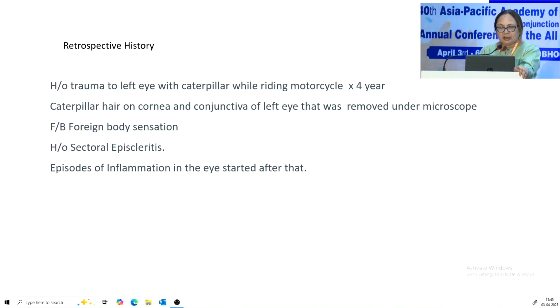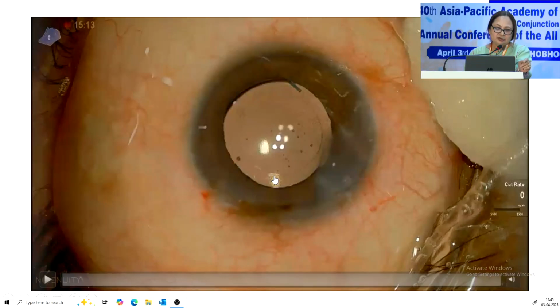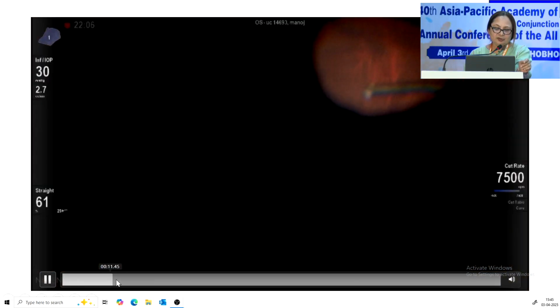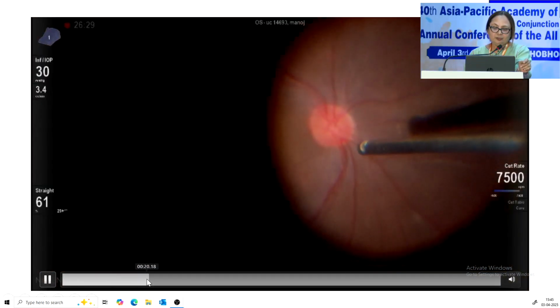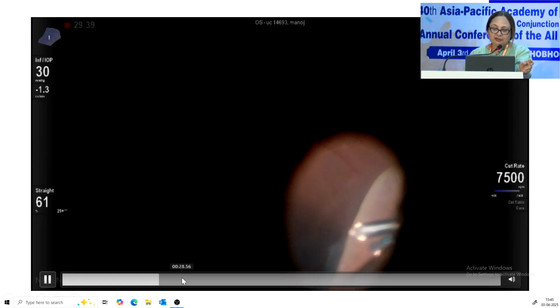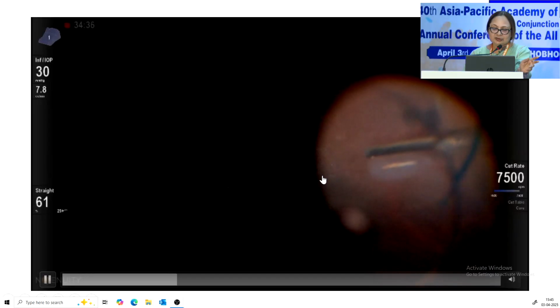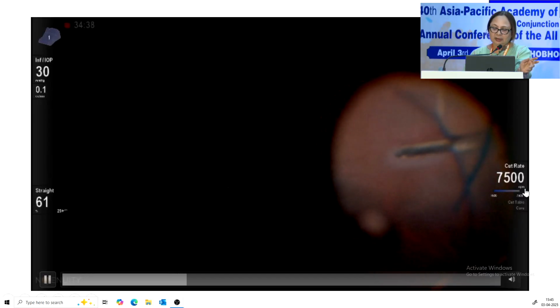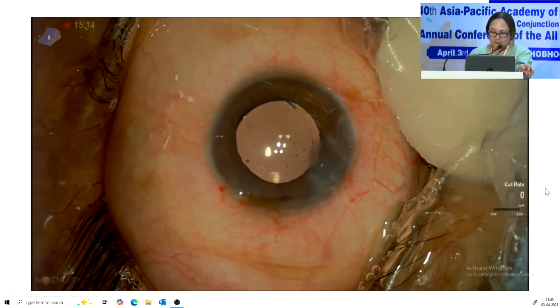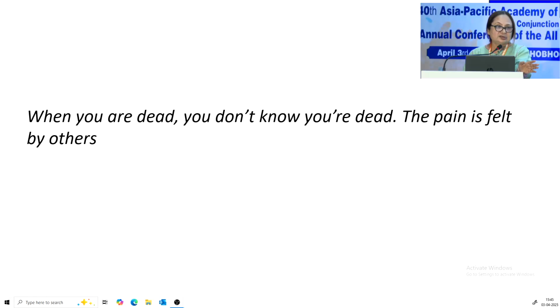He said, oh, I am a mountain biker, so I had some hair falling into my eye 2 years ago on a hike. The cornea surgeon removed it, but after that I developed intermediate uveitis. So this was a patient we straight away took for surgery, and there were 2 caterpillar hairs actually lying inside the eye. He had cataract, and you can see one of the hairs being removed. He was off all immunosuppression, all biologics, everything.